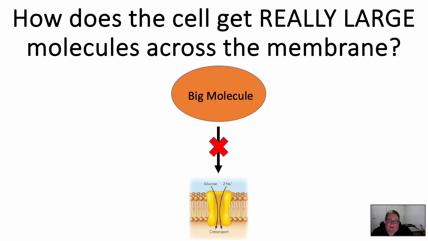I have a question for y'all. How does the cell get really large molecules across the membrane? Because in the previous lecture, we talked about things directly crossing the membrane by diffusion. We talked about channel proteins or transmembrane proteins that allow things like polar and large molecules and charged ions to get across. But what if we have something really big, bigger than what our channel proteins will allow across? How does the cell do this?